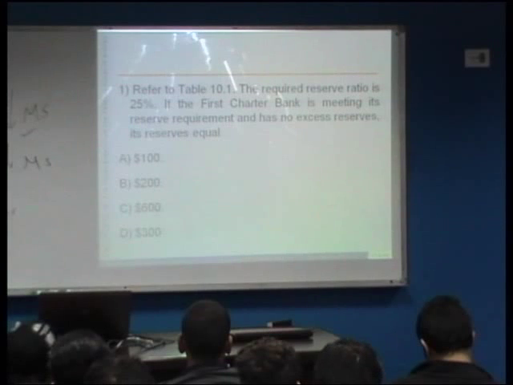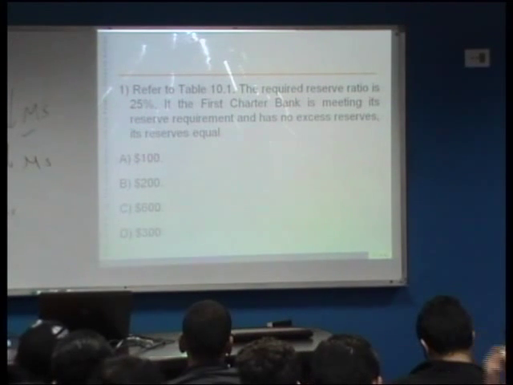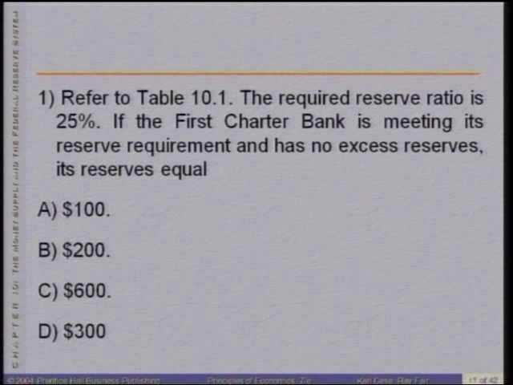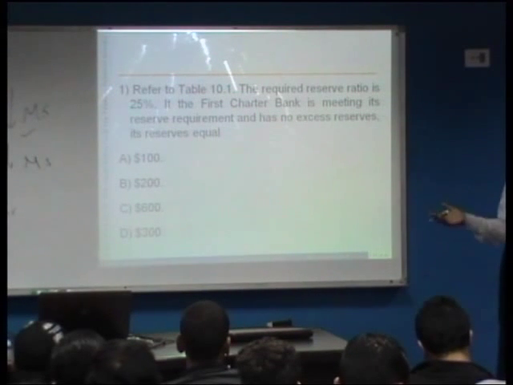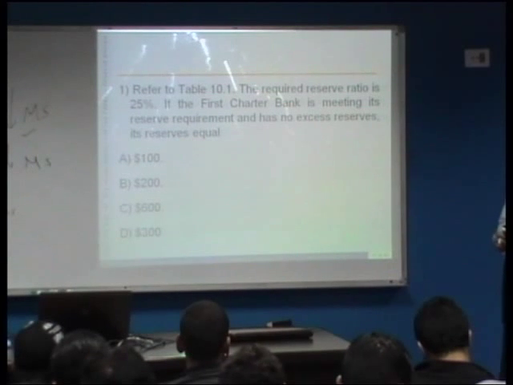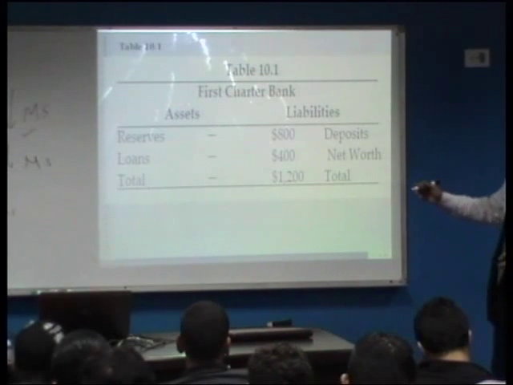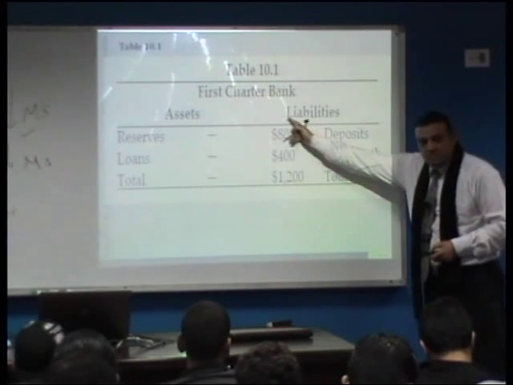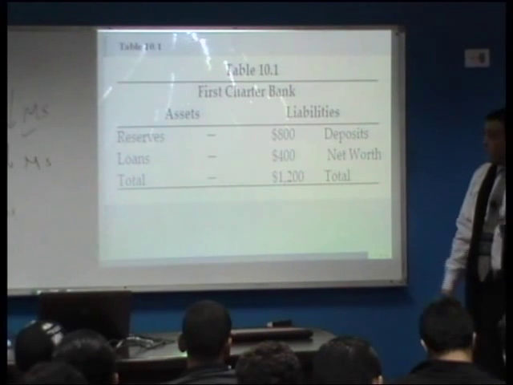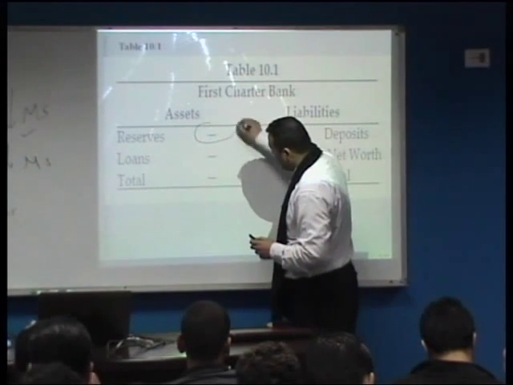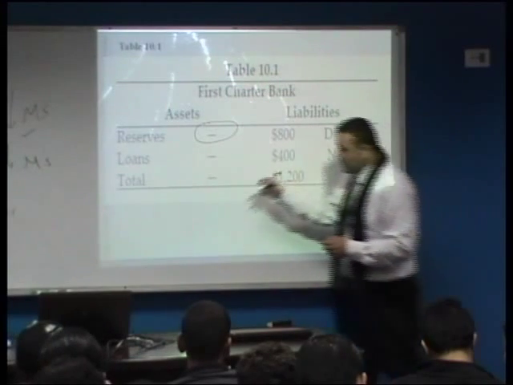Refer to the table. If the required reserve ratio equals 25%, and the required reserve ratio is how much? 25%. If the first charter bank is meeting its reserve requirements and has no excess reserves, its reserves equal how much? Now suppose the deposit equals how much? 800. And the required reserve ratio is how much? 25%. How much would I have in reserves? Exactly.